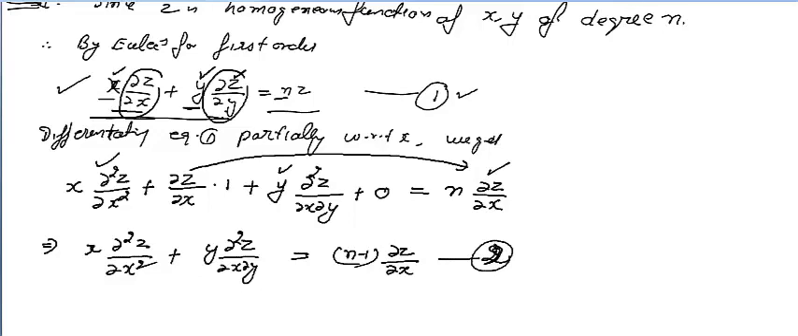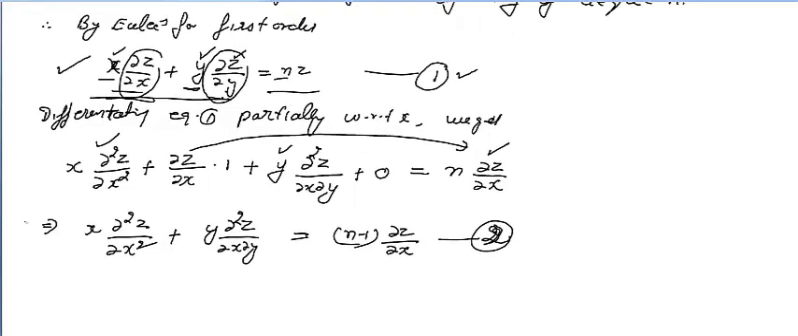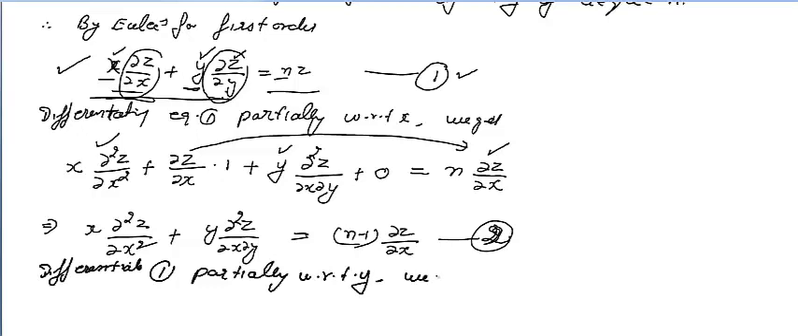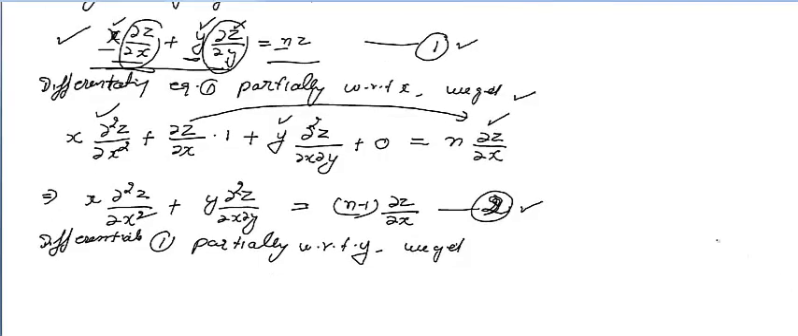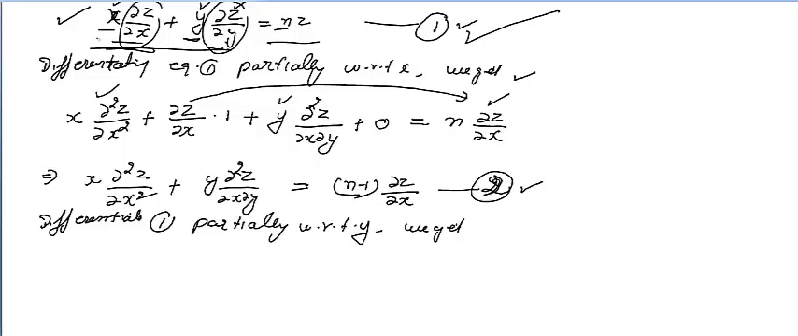So student, next I am going to differentiate equation number 1 partially with respect to y. As we have differentiated equation number 1 with respect to x, by which we got equation number 2, now I am going to differentiate the same equation number 1 with respect to y. Now very interesting to see the derivative.